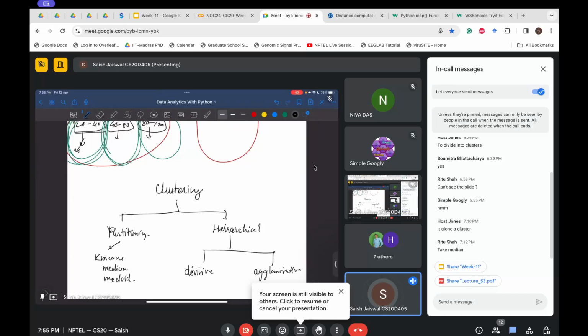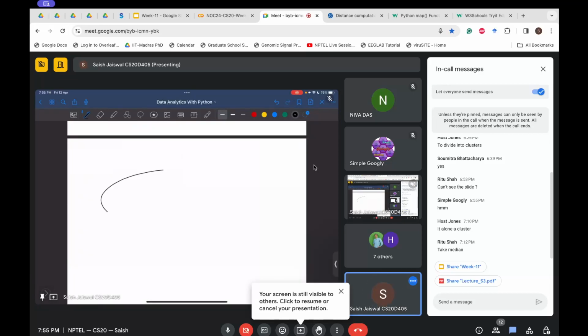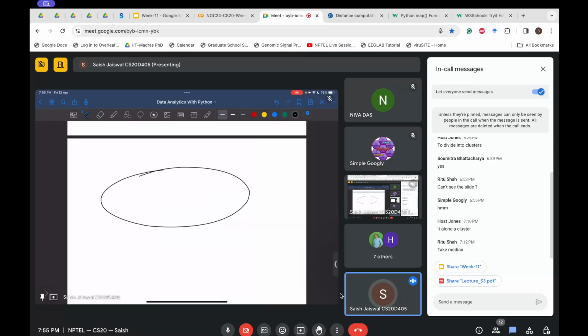So what divisive clustering does, let's say you have a big cluster, like all the data points are there. You somehow try to segregate this data into two parts, and then in each part you try to segregate it into multiple parts, and so on. So at the end you will end up getting whatever number of clusters you want. You first of all have the root, you divide it into two or more parts, and in each part you do further division. So this is known as divisive clustering.